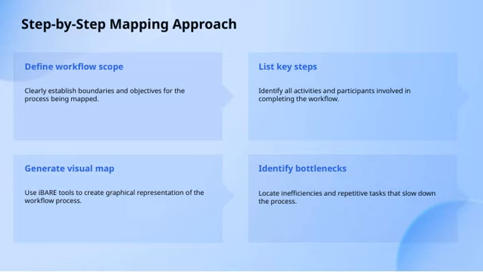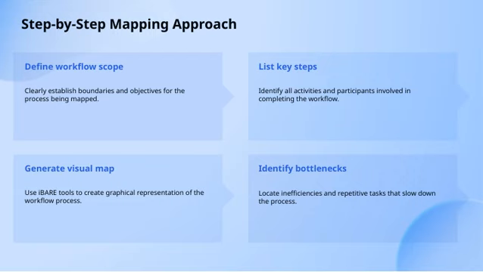Let's walk through the step-by-step mapping approach. First, we start by defining the workflow scope. This means clearly establishing the boundaries and objectives for the process we're going to map out. It's important to know exactly what part of the process we're focusing on and what we want to achieve. Next, we move on to listing key steps. Here, we identify all the activities involved and the participants responsible for each part of the workflow. This helps us get a comprehensive view of how everything fits together.